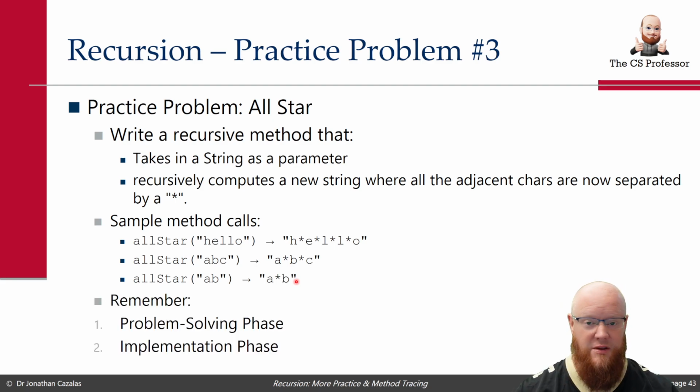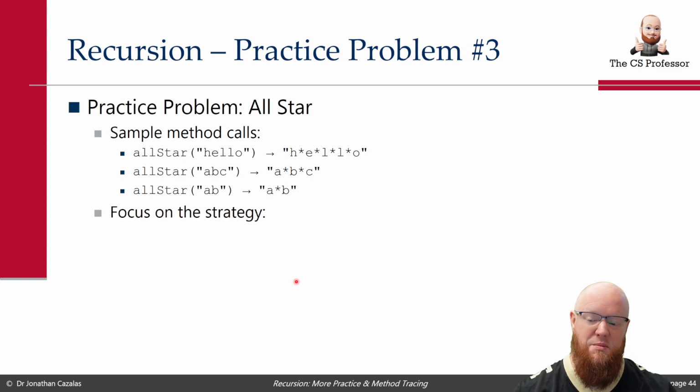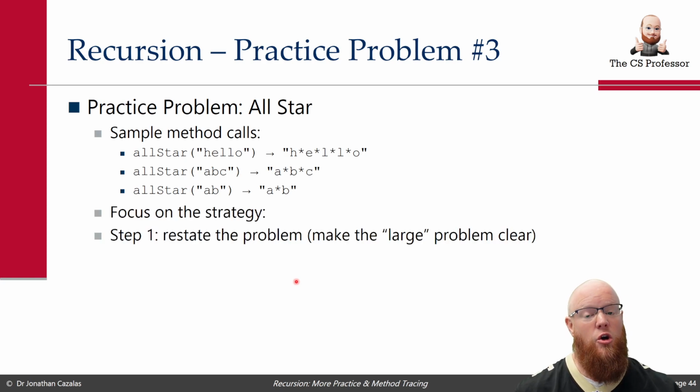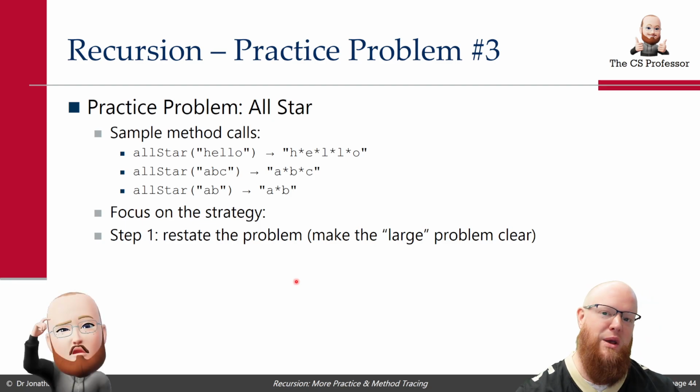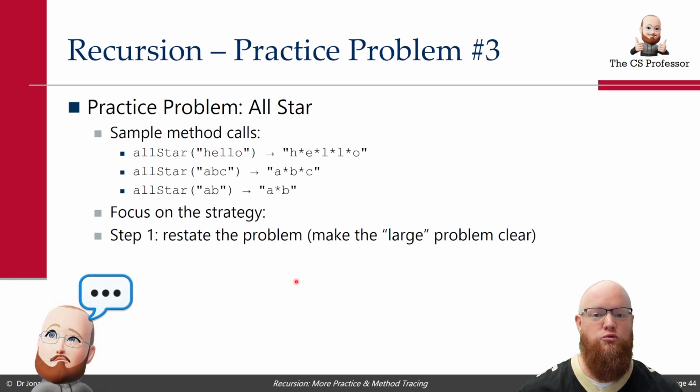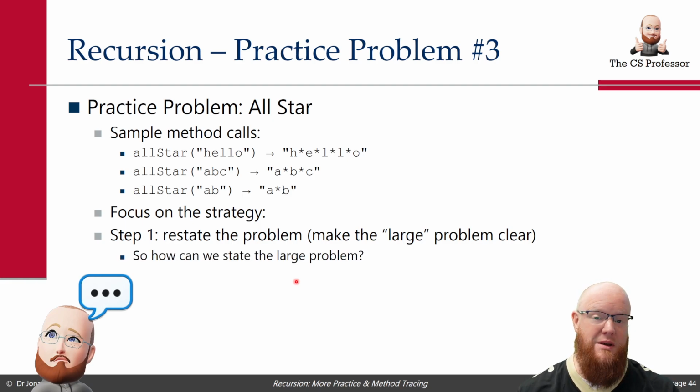So, problem solving phase before we code it. What is the process here? The strategy: restate the problem. Once again, we're like, well, I'm a bit confused. How do I restate this problem in such a way that the large problem is clear? What is the large problem here? Some of these are not as clear as if I say sum numbers of 8. That's the large problem. What's the smaller version? Sum numbers of 7, right? That's super clear.